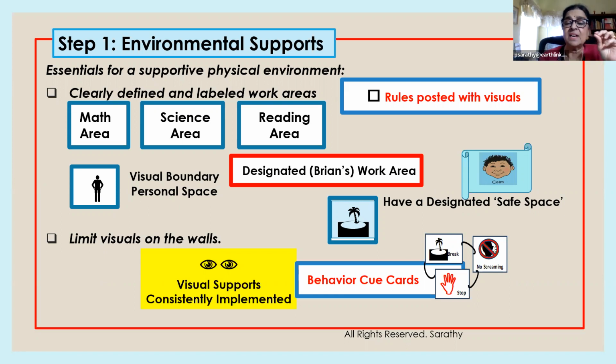And then you have a designated work area for him or for her, and a designated space, and limit the visuals on the wall, and also make sure your visuals are consistently used in all the settings. And then you have something called the behavior cue cards that the adult carries in all the settings to remind the student visually of the rules to follow.